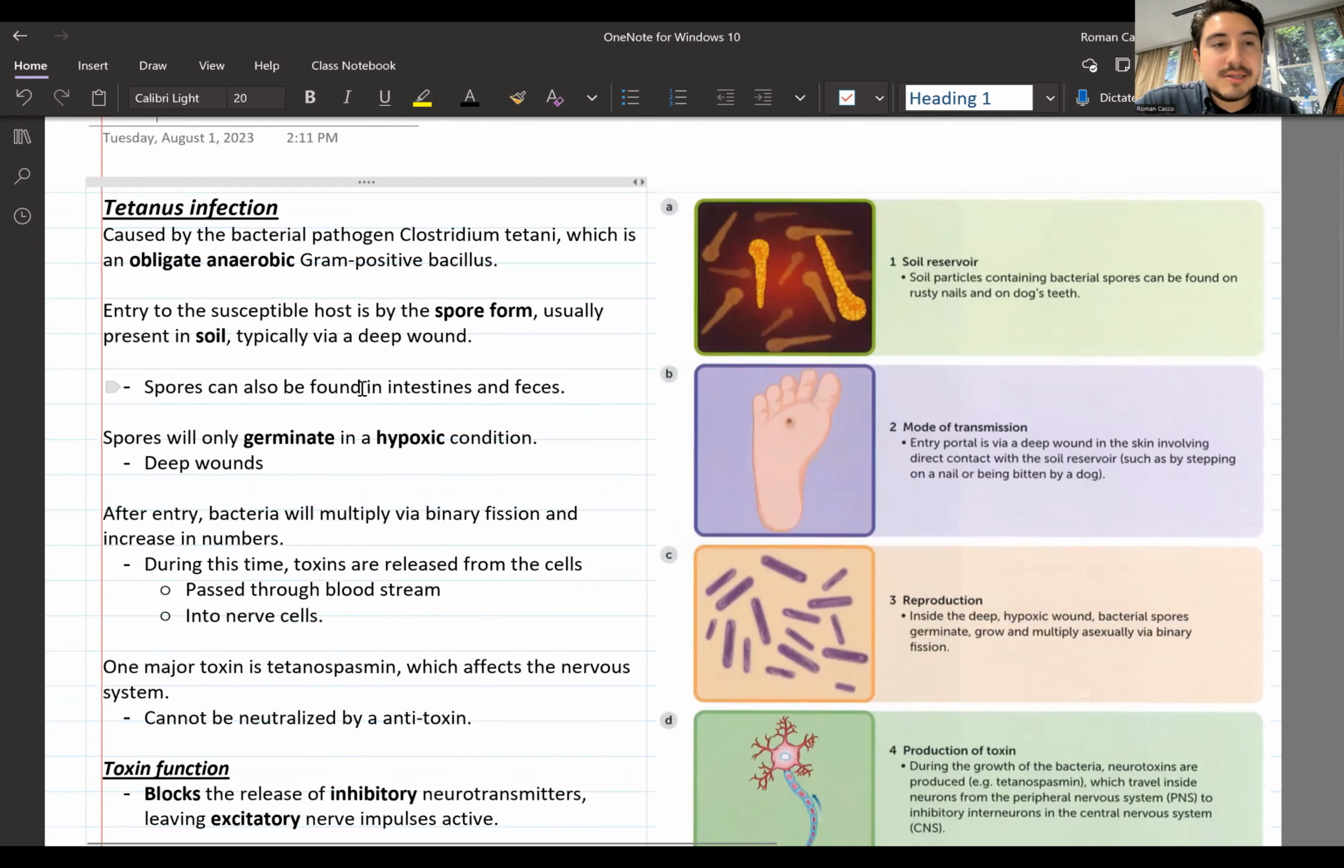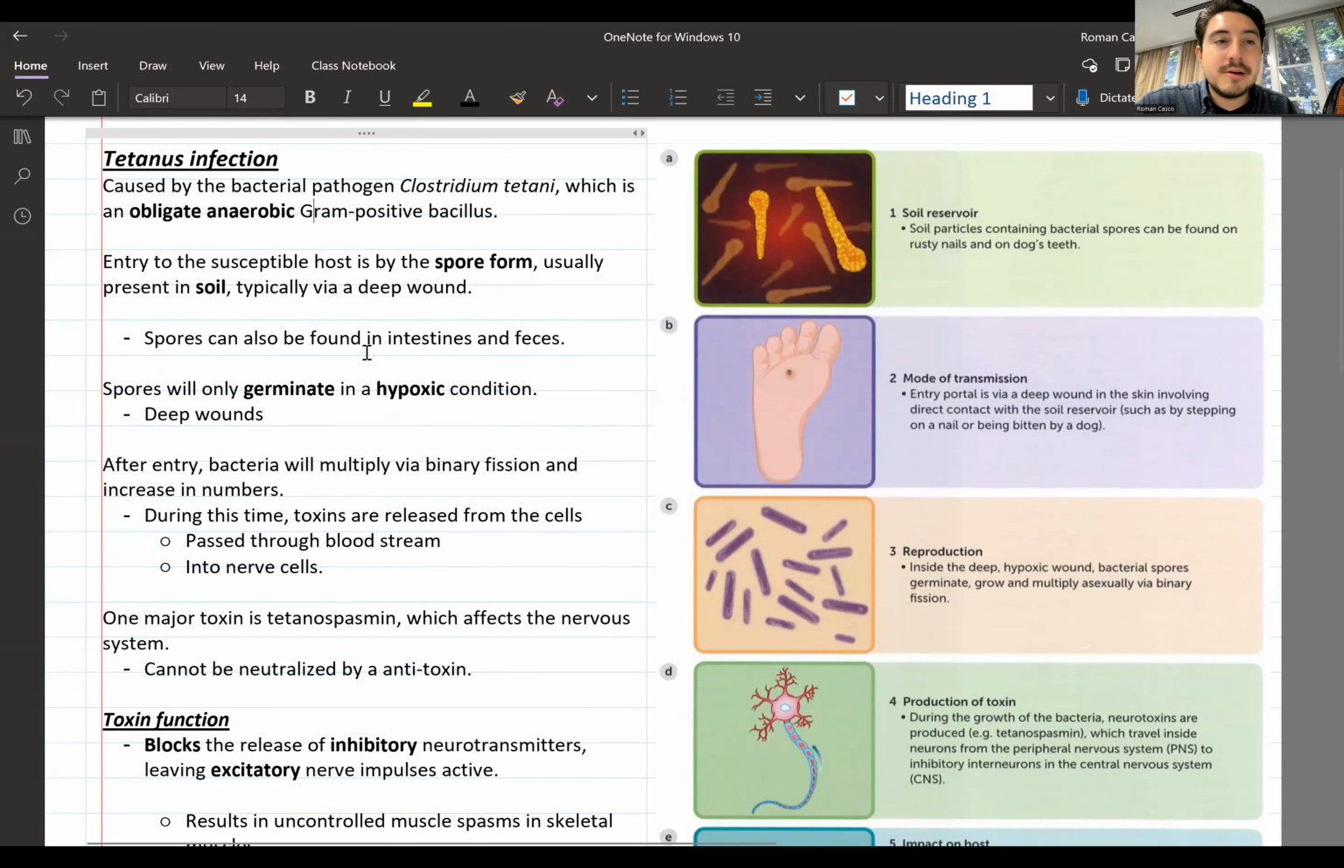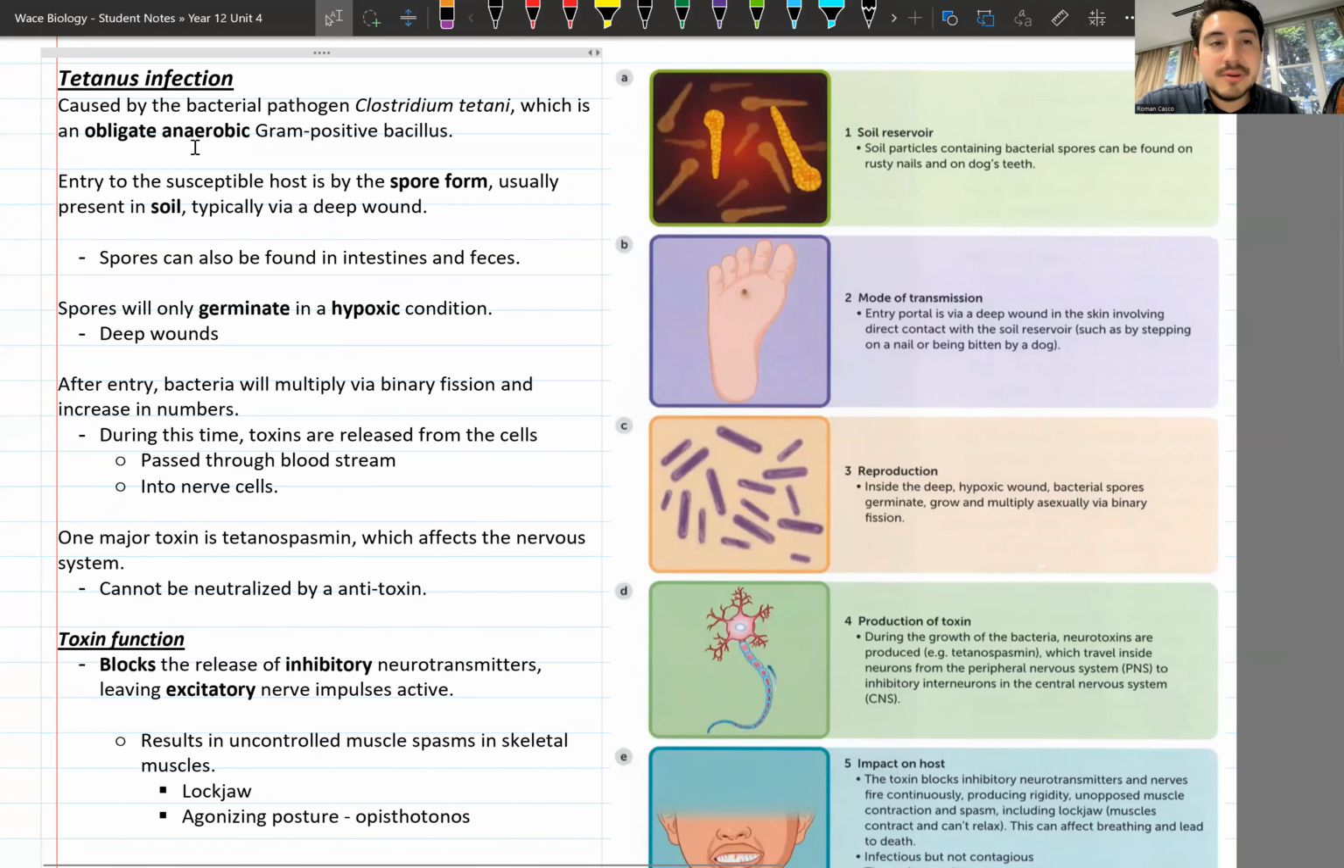Let's see. So yeah, tetanus infection. This is another bacterial infection developed by this bacterial pathogen called Clostridium tetani. Okay, and in this case, this is a particular bacteria that is referred to as an obligate anaerobe. Okay, an obligate anaerobic gram-positive bacilli. All right, there's a lot of stuff to unpack there, but mostly what's most important is that it's an obligate anaerobe.